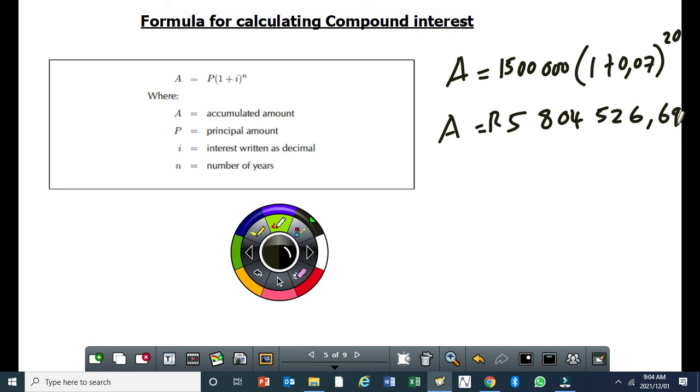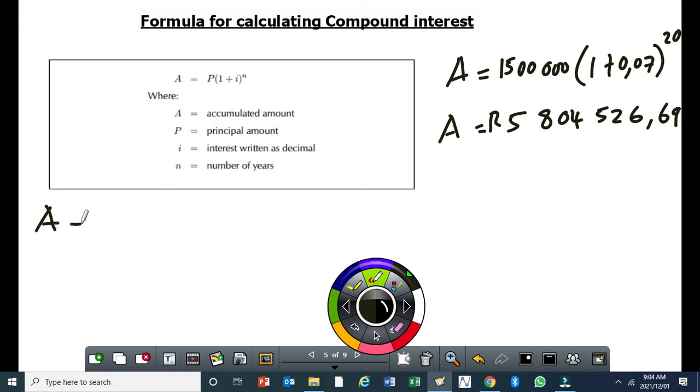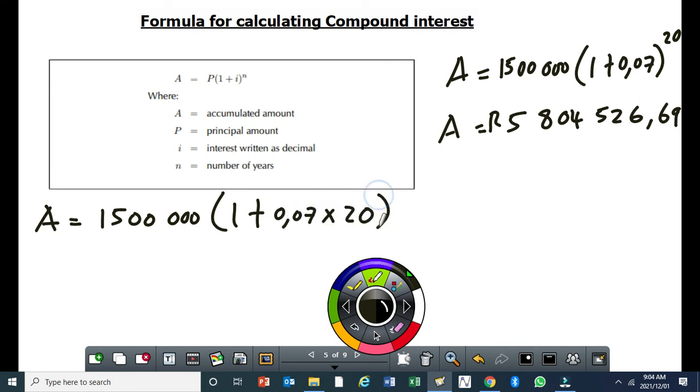Right? So that's one. Now, if we were to do this calculation with simple interest, let's do it with simple interest, but you can see the difference. 1,500,000 times 1 plus I, okay, our I is 0.07 times 20. Can someone do the calculation for us? I just want you to see the difference if it was simple interest. 3,600,000.